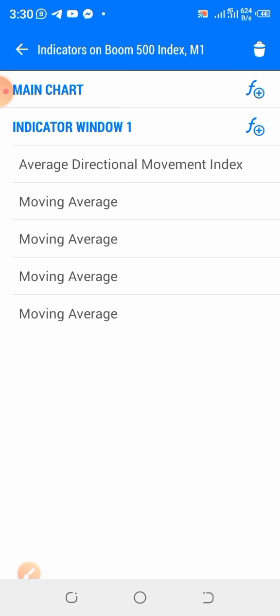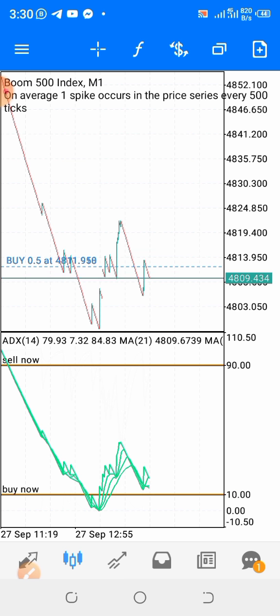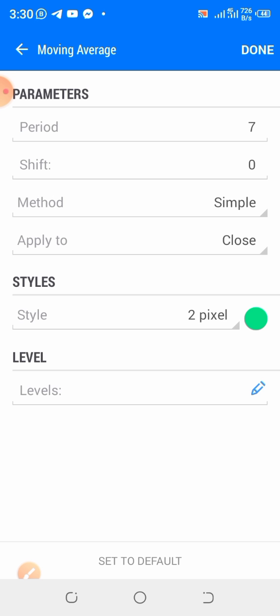We go to the next moving average 1, that is period 1, shift 0. Just set up your stuff like this, so it's almost the same thing, it's just the period. Okay, the next one we have moving average 7, we have shift 0. Then you can change this color. The color must not be green. You can change it to any color of your choice. Okay, you click on done.